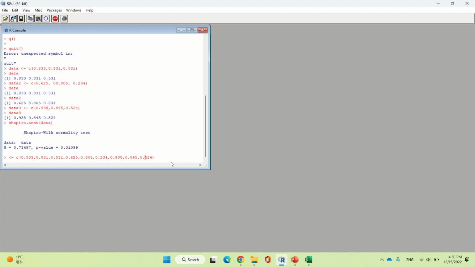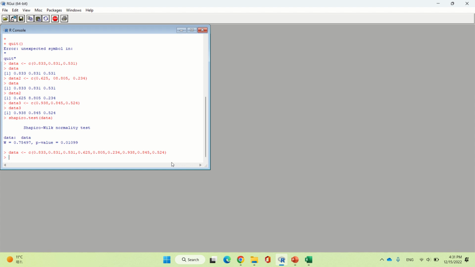And then put the cursor anywhere, it's okay, but now you write the data. Data, then space, like this. Then press the enter key. Then assign this vector to the data. Now it has become a vector.